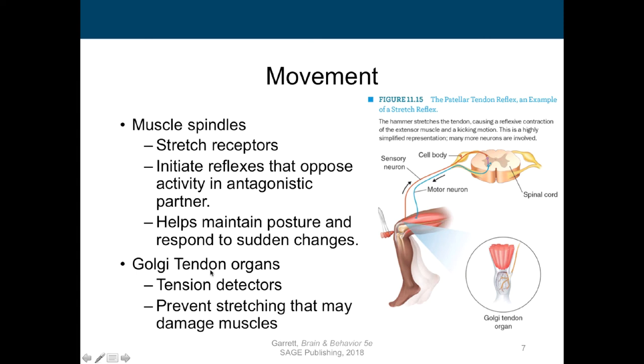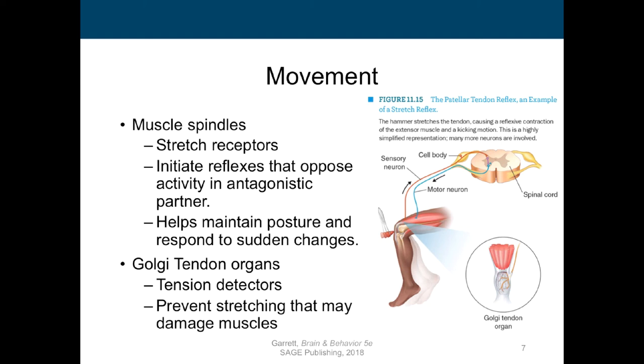There are also receptors, proprioceptors, in the tendons, Golgi tendon organs. They detect the amount of tension in a muscle. So they are reacting not when a muscle is relaxed or stretched, but when it's contracted and tight. And when that happens, it puts a lot of tension on the tendon. And so the tendon now is under a lot of tension.